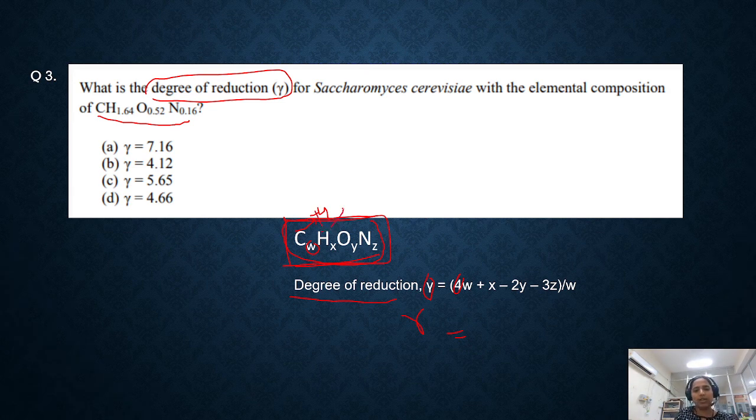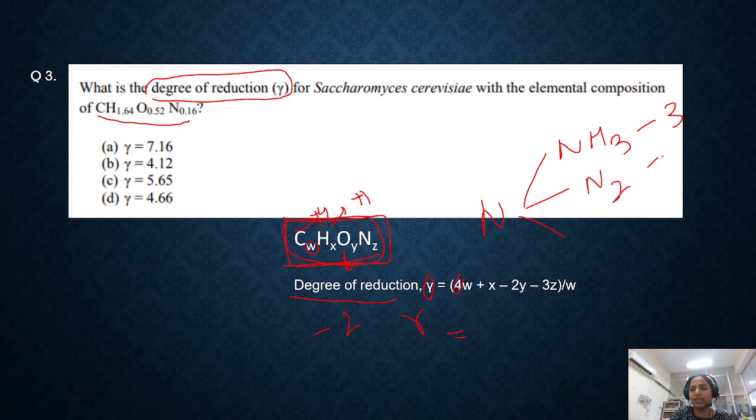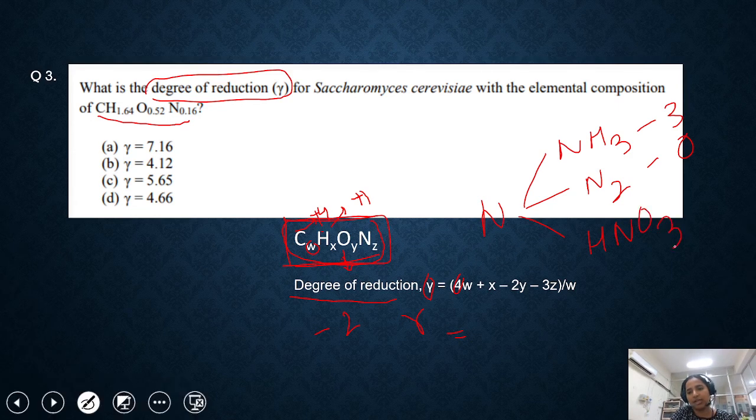Then for hydrogen it is considered +1. I know all those things you have studied in the lecture, so I'm only helping you in doing the questions and solving them easily. For oxygen we mainly consider -2, and for nitrogen we consider mainly three sources. If it is taken from NH3 or ammonia, then we consider it -3, and if it is taken from N2, then it is 0, and if the source of nitrogen is HNO3, then it is considered as +5.